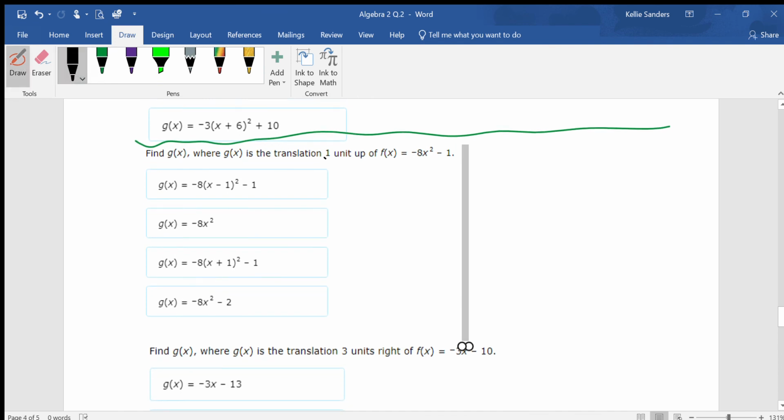Same on this one. We're going to go plus 1 or up 1. So plus 1 right there. So the negative 8x squared does not change. Negative 1 plus 1 is 0. So we don't have that number. So there we go.